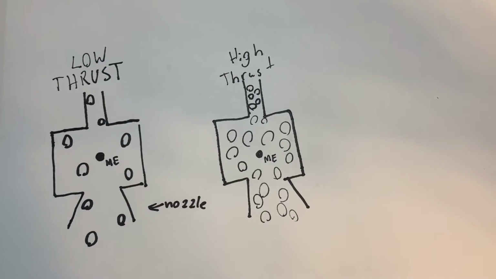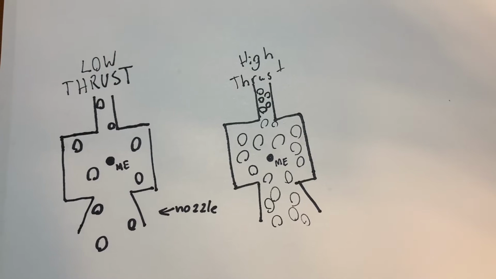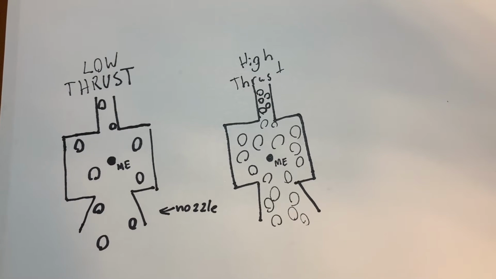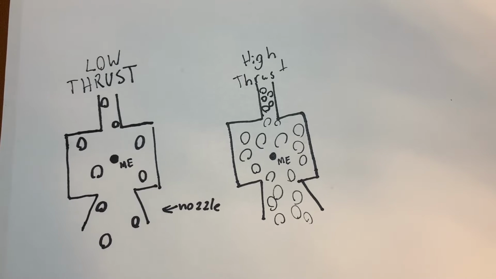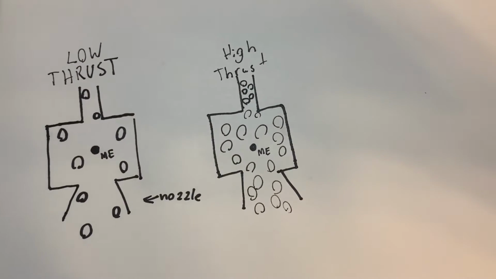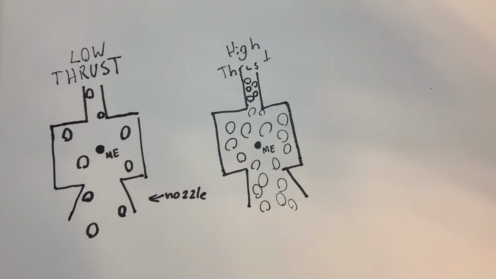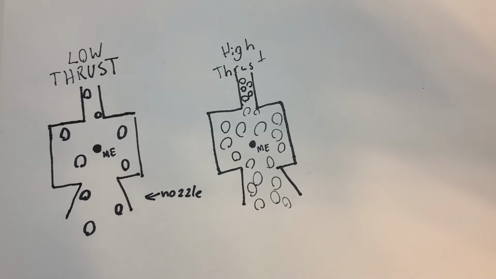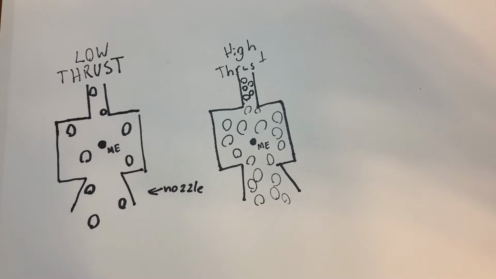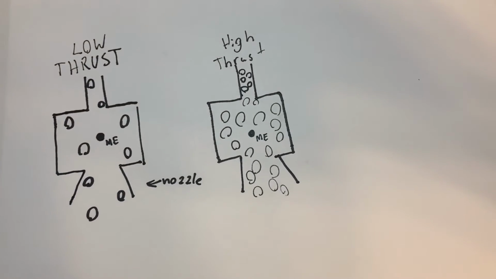So now we have a side-by-side comparison of the low thrust and the high thrust. With the low thrust, there are fewer people walking into the room and away from me and out of the nozzle, so there is less thrust to lift the rocket. With more people walking in, there's more pressure, which means more people are trying to get away from me, and more thrust is coming out of the nozzle, which means it'll go faster, or it'll be able to lift heavier things.